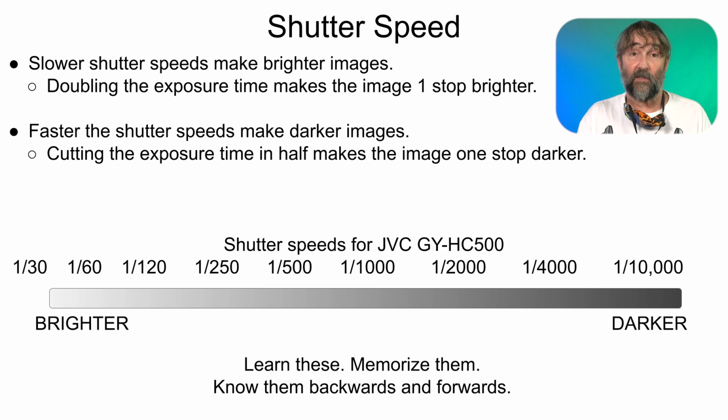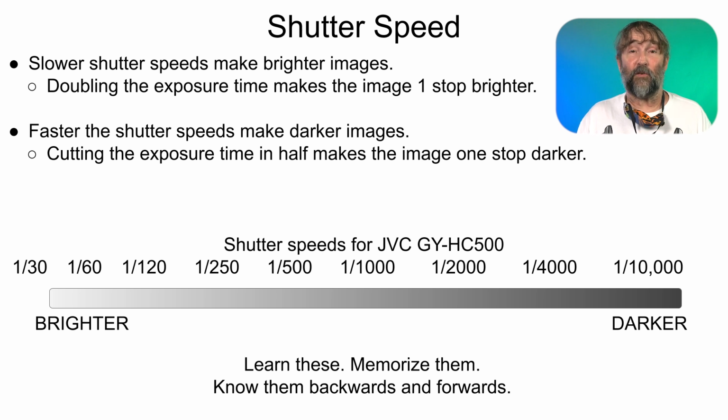So if we're going to go one stop faster from a 1/120th of a second, we'll go to a 1/240th of a second. Okay, it should have been 240, but we're going to round it up to 250 because it makes the math easier for the next few steps. From 1/250, we go to 1/500th. From 1/500th, we go to 1/1000th. From 1/1000th, we go to 1/2000th. From 1/2000th, we go to 1/4000th. And then from 1/4000th, we jump a little bit and we end up at 1/10,000th.